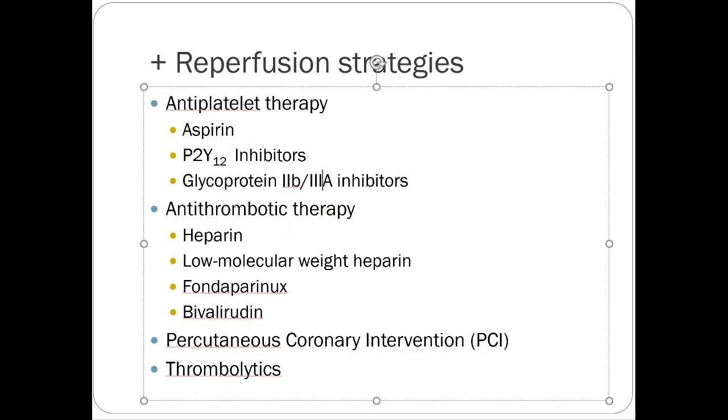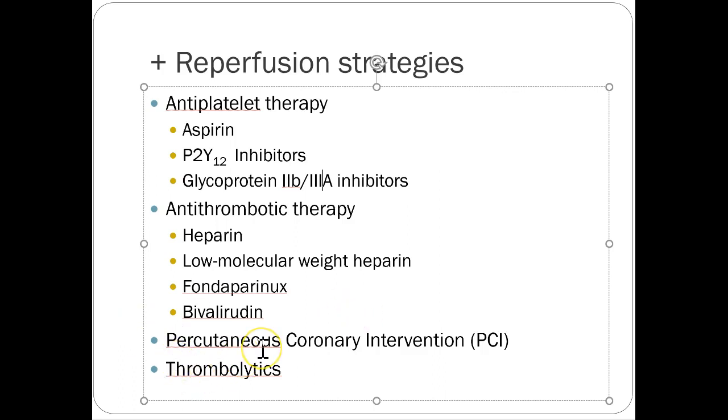And then your second arm of that is antithrombotic therapy, which are more traditional anticoagulants that work on the clotting cascade, like heparin or other variants. Most patients are going to be on heparin, so that's really all I care about for this one. We'll talk about bivalirudin a little bit too. And then again, cath lab.